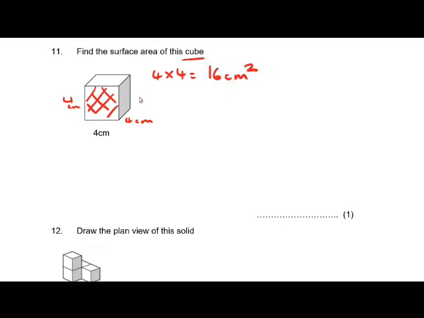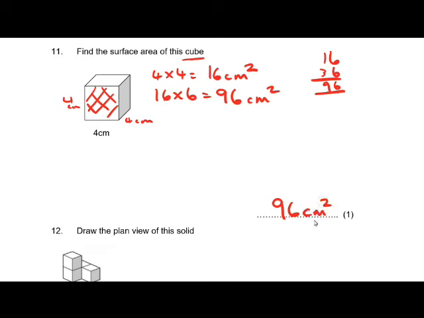And there are 6 sides, much like a dice, for this cube. So we need 16 times 6 to work out our total surface area. You can do this either way on your multiplication. So I'll use the traditional method where 6 6s are 36, 6 1s are 6, plus the 3 is 9. So you end up with 96 centimeters squared. So your surface area for the cube is 96, and don't forget the units are centimeters squared because we're talking about area.